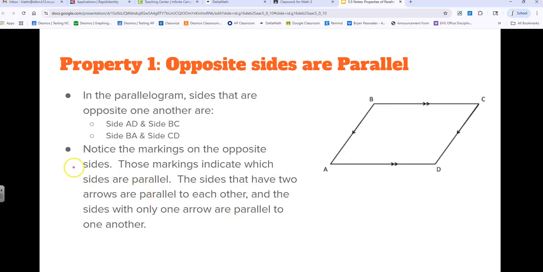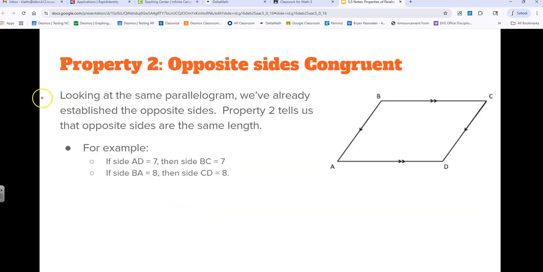So, the opposite sides being parallel is marked in this picture. Notice we've got our little arrows here, and this just tells us that those lines would never touch. That's all I have to say about that.